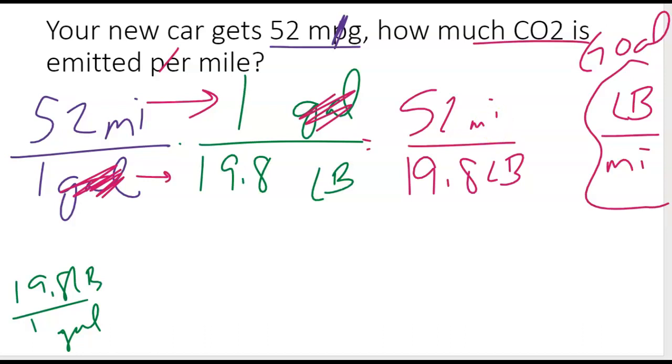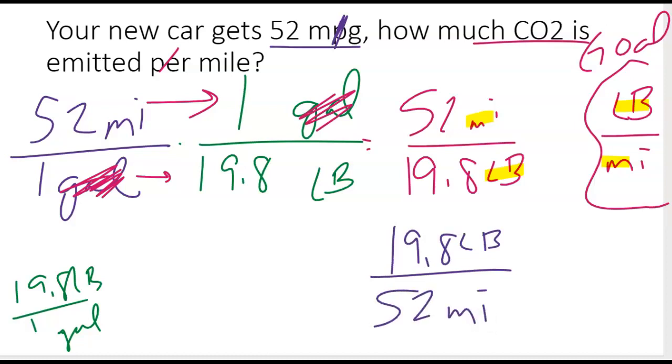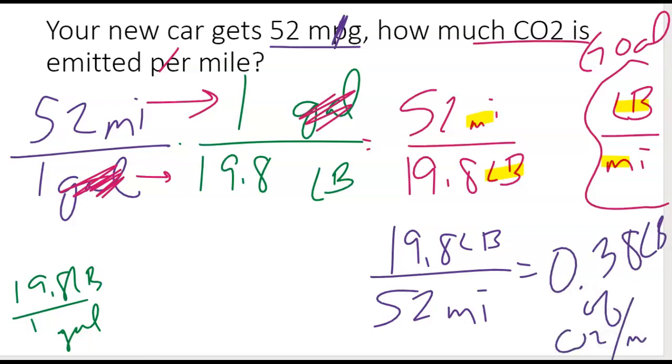Now the problem is, look at our units. They're flipped. Is that good? Is that bad? What does that mean? Well, remember, we're talking about identity ratios. So we are basically saying that 52 miles is the same as 19.8 pounds. That's what we're saying here. So what we can do is say, well, that means 19.8 pounds is the same as 52 miles. So we can just flip it. And now when we divide 19.8 by 52, we get 0.38 pounds of CO2 per mile.